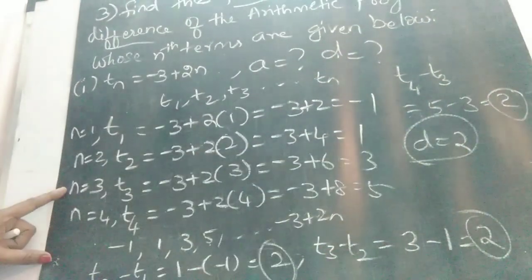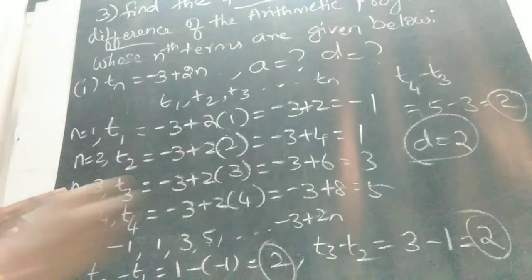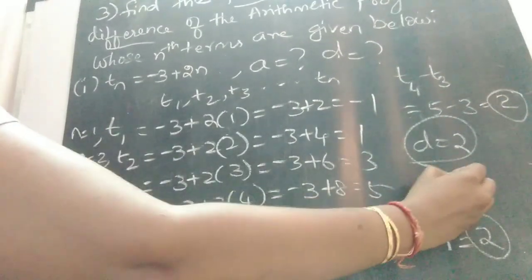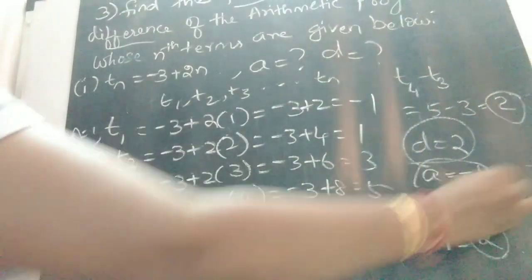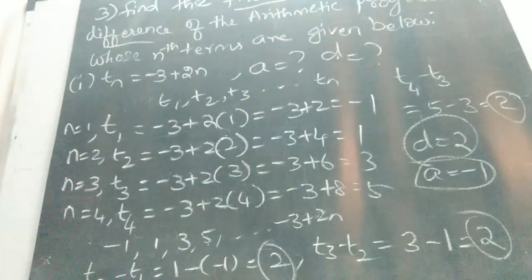Okay. What is your first one? First, the A value. A value is your first term. That is minus 1. So your A is your first term, which is minus 1. Already you have got it. T1, that is your first term A1. So your first term is minus 1 and the common difference is 2.